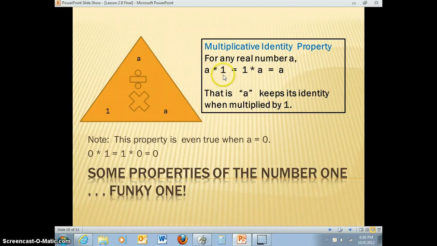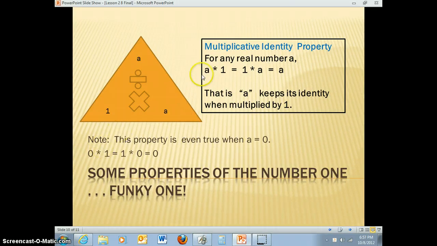A times 1 is the same thing as 1 times a, and they both equal a. Whether I write the a first or I commute it and I write the a second, I still have a. And that means a keeps its identity when it's multiplied by 1. Multiplicative identity. I kept my identity even though I got multiplied. Okay? So this actually works even for 0.